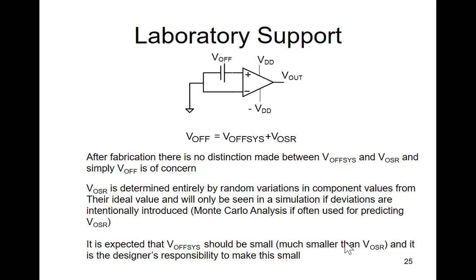When you fabricate an op amp, you end up with an offset voltage. You can't tell the difference between the systematic offset and the random offset after the op amp's fabricated. When you're a designer, there's a systematic offset and a random offset. But once it's fabricated, you can't distinguish between those two. You just look at the overall offset voltage. It's expected that the systematic offset be small, and there's easy ways to make the systematic offset small. It's one of the least things you have to worry about during the design stage. You can go in and tweak your systematic offset clear at the end, and it won't affect hardly anything else in your design.